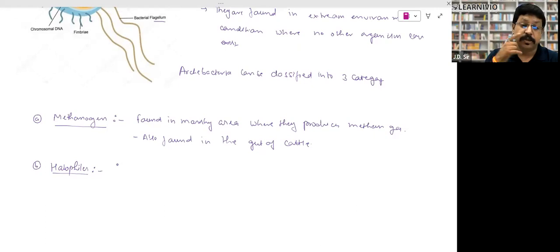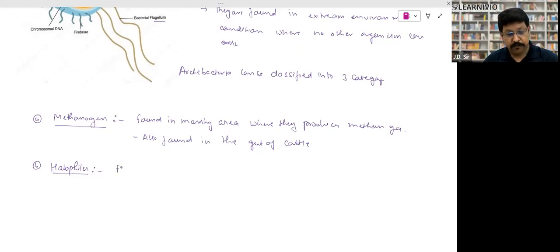It is the saltiest water in the world. But I have told you that bacteria are next to God. These archaebacteria exist there. So halophilic bacteria are found in the Dead Sea. No other life, no fish, no animal, no plant, nothing exists in that sea. That much salt is there, but these bacteria are found. They are found in high salt concentration.